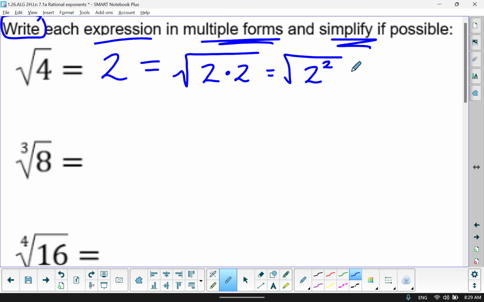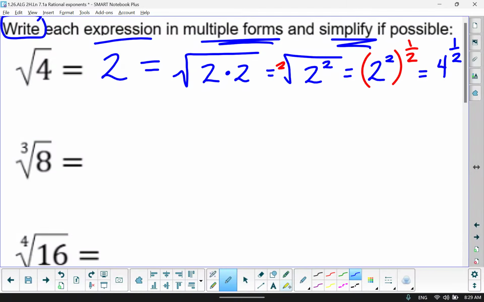This might furthermore be written as... I wonder if you remember that we can rewrite a radical as a rational exponent. How many of you are going to know that? And of course, then one could also simplify that to say this is 4 to the 1/2 power.